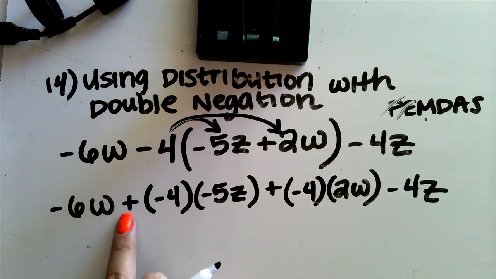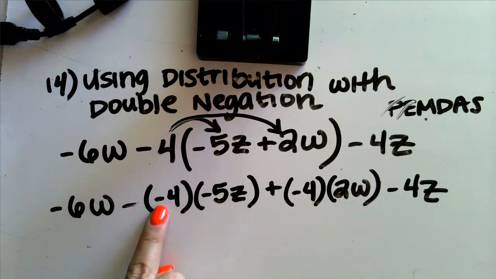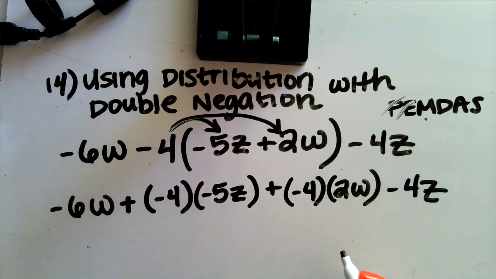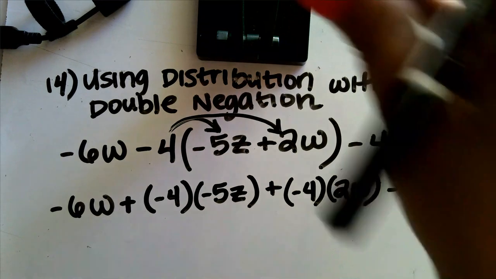And if we think about it, if this were to be a negative times a negative would be a positive. But really, this is supposed to be a -4. So whenever we're doing this, we need to be extra careful that we're keeping track of our signs appropriately.